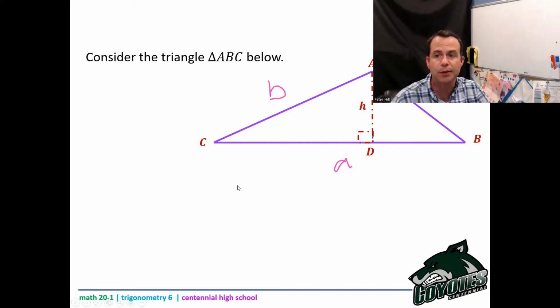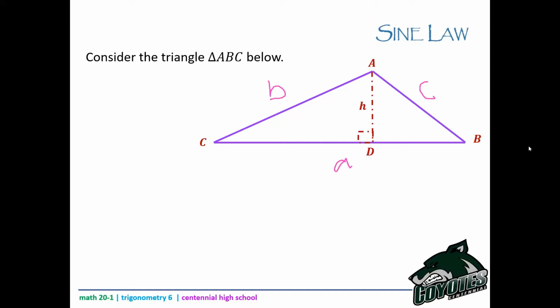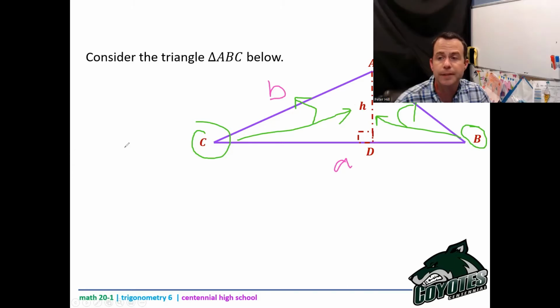Now, what can you tell me? Take a look at this for a sec. You could tell me that the sine of B is H over C. Do you agree with that statement? Okay, the sine of B is H over C. Or you could tell me that the sine of C is H over B. Yeah? Okay, so I can get those two things. The sine of C is H over B, and the sine of B is H over C. So let's write those down.